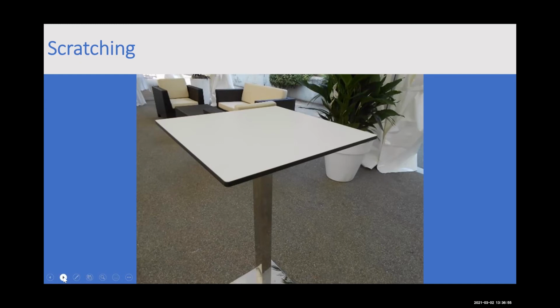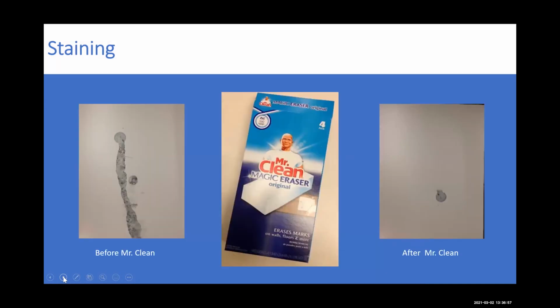This next slide, because it is formed under high pressure, HPL is non-porous, which makes it both difficult to stain and very easy to clean. To prove our point, this image shows a stained piece of white HPL with permanent ink. It is cleaned with the Mr. Magic Clean Eraser. The dot on the right side is left only to show that it's the same piece of laminate and that we didn't actually switch it.